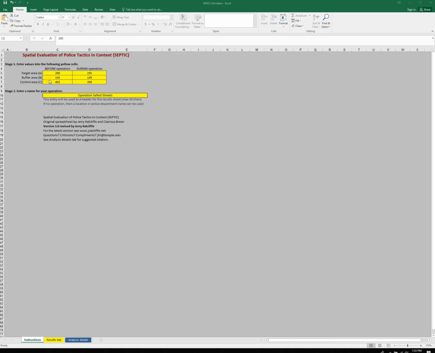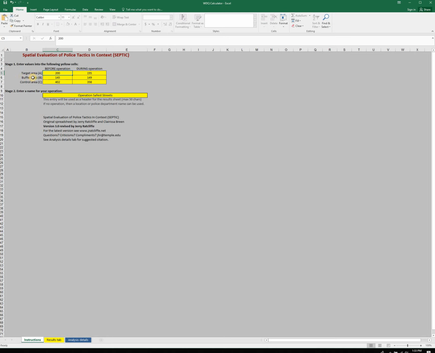Specifically, what I want to go over is the information that you need in order to calculate the weighted displacement quotient. So what you should see here is that what we need is crime counts from 3 different areas for 2 different time periods. And so we need counts of crime in a target area. So this would be a treatment area. This is where the intervention is taking place.